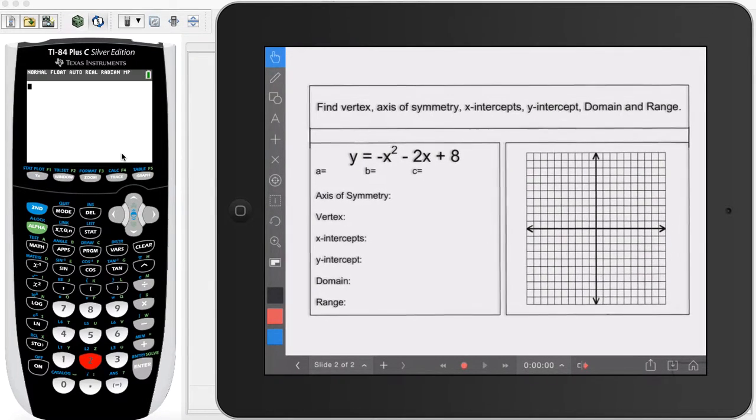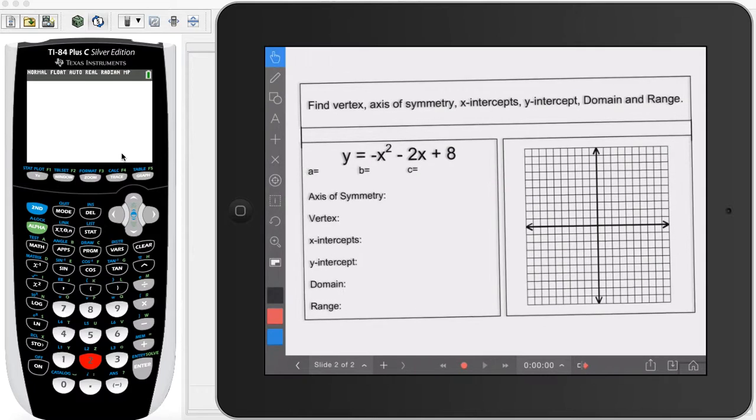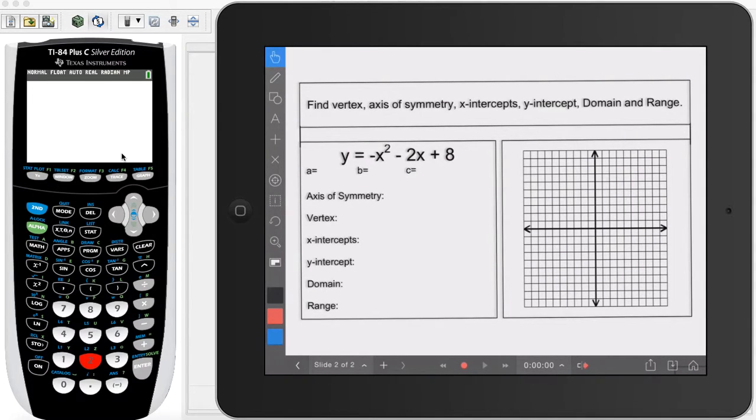Y equals negative x to the power 2 minus 2x plus 8. Now as you can see, a is the number in front of the x to the power 2. So a in this case is negative 1. b is the coefficient of x, so b in this case is negative 2. c is the constant that's by itself, and in this case it's 8.